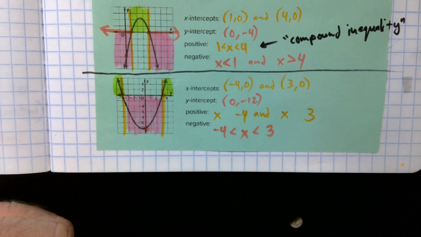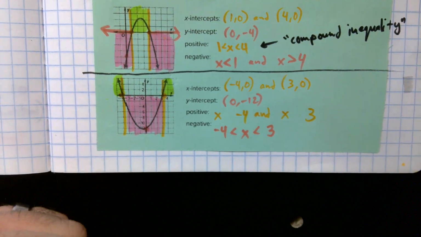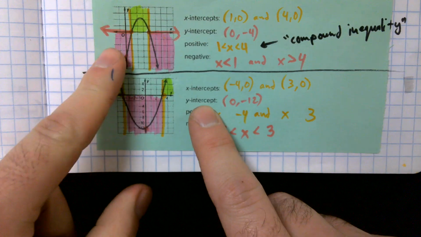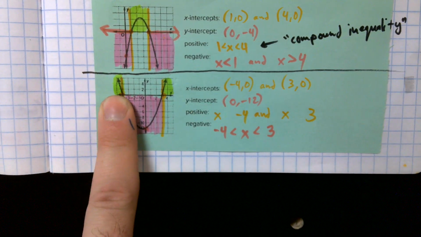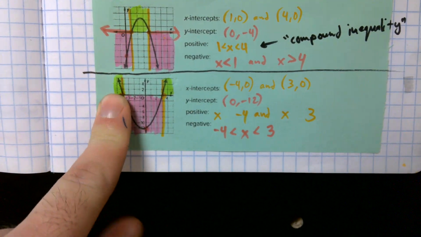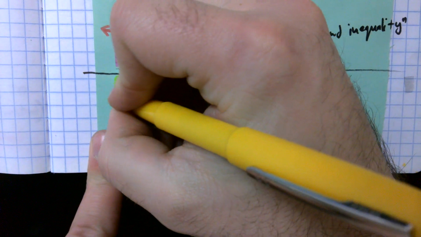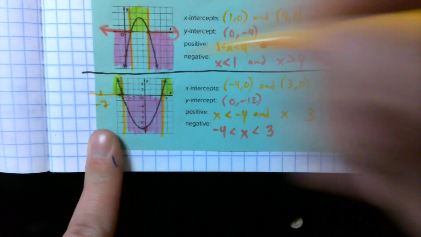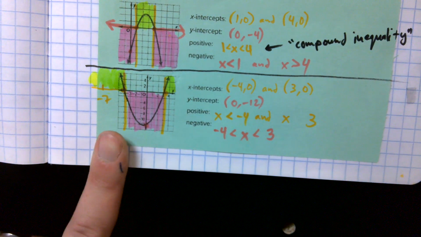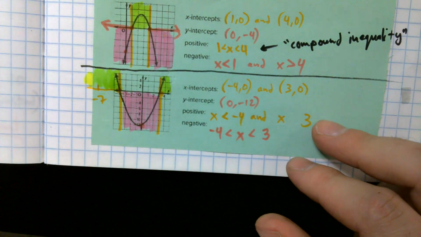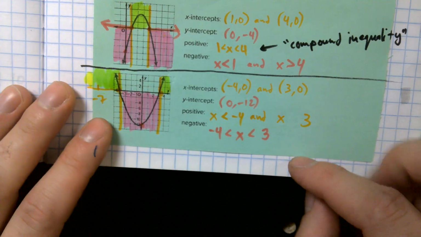Now I just got to fill in my inequalities. My yellow section, is that less than -4 or greater than -4? Less than, thank you. Again, you could just test it out. Pick -7. That's in this whole yellow highlighted area. That's positive. So anything less than -4 is positive.